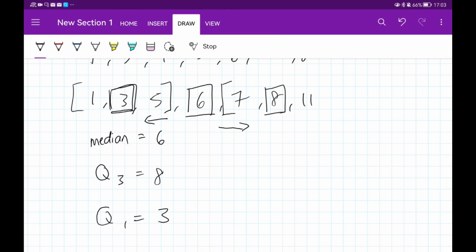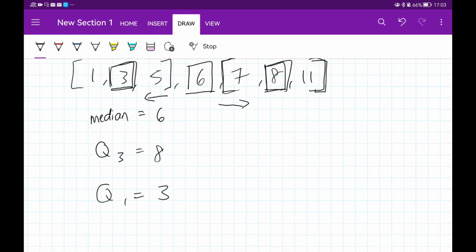How about Q3? For Q3, find the middle of the range over here, from 7 to 11. So the mid is 8. So the interquartile range, the formula is Q3 minus Q1. Hence it is 8 minus 3. That's all. It's 5. It's just as simple as that.